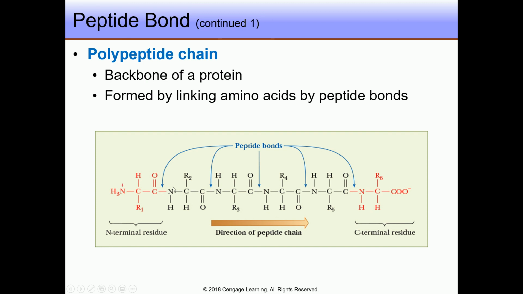These two amino acids are linked to each other by a peptide bond, and the peptide bond is formed between the carbon of one amino acid and the nitrogen of the second amino acid. So this is a peptide bond. Between all these amino acids there are peptide bonds, and these amino acids are linked to each other by the peptide bonds, and that's the way amino acids are linked to each other, and they form a polypeptide chain.